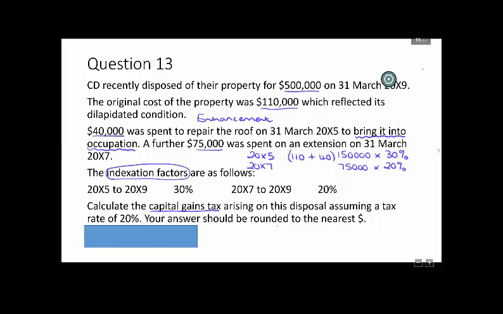When we work all of this through, what this should leave us with is a gain of $215,000. Based on that gain, the tax charge would arise at a rate of 20%. And so in this case, the final tax charge that they were wanting us to calculate would be $43,000.